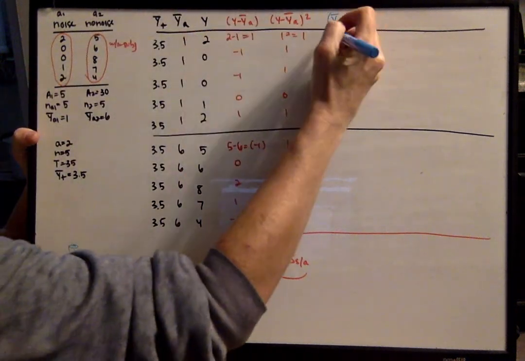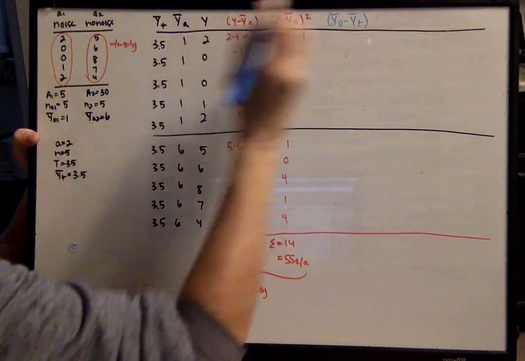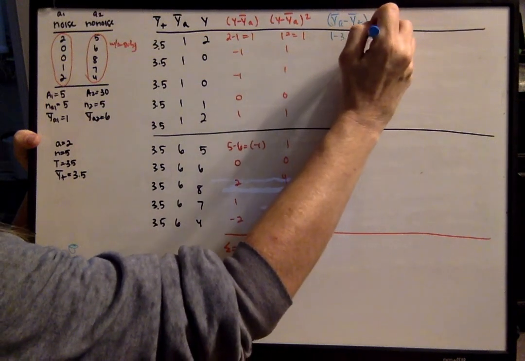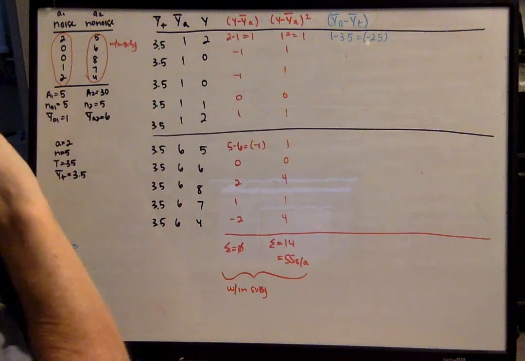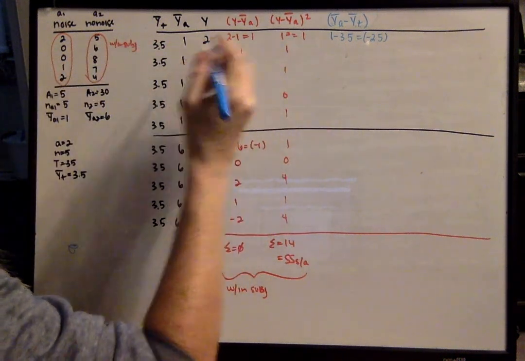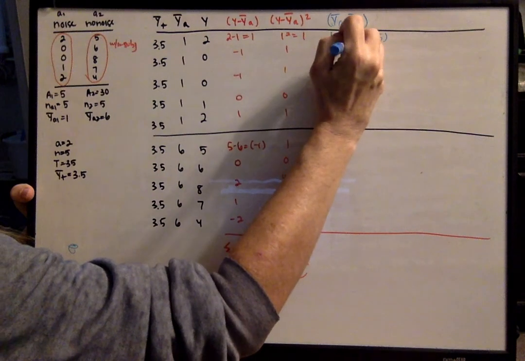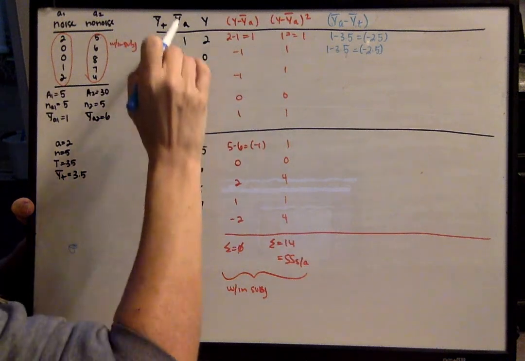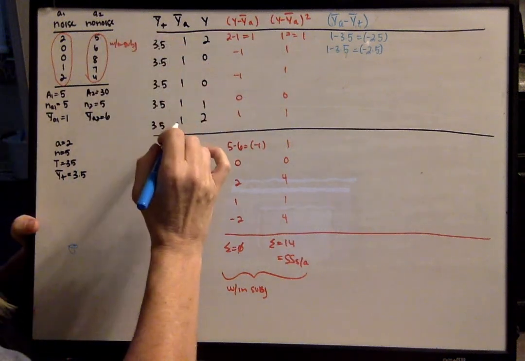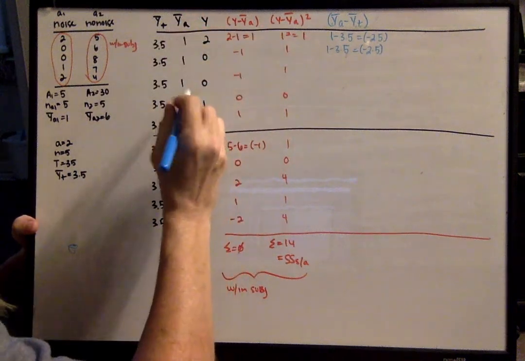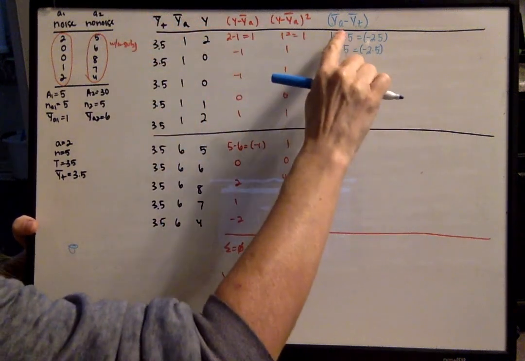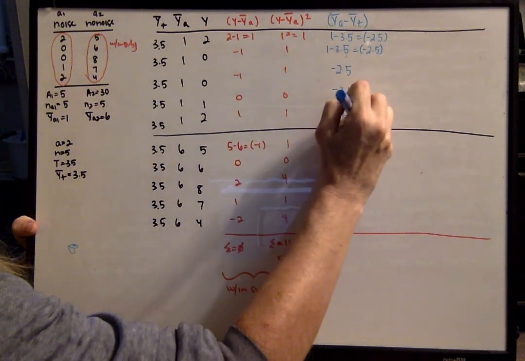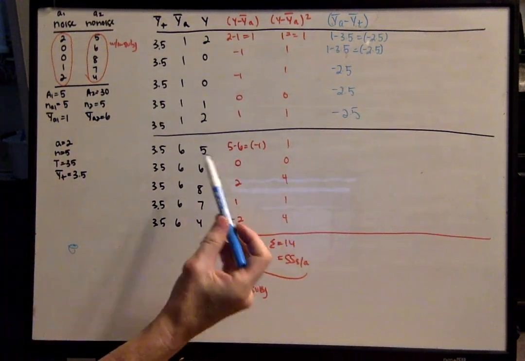So for this first row, we're going to take the y bar A, which is 1, and subtract the y bar T, which is 3.5. And that equals negative 2.5. Moving down to the next one, we have 1 minus 3.5, which is negative 2.5. This is not a trick. Each one of these scores in the first group has the same y bar A, and the same y bar T. So once we calculate this once, we really have it for the whole group.